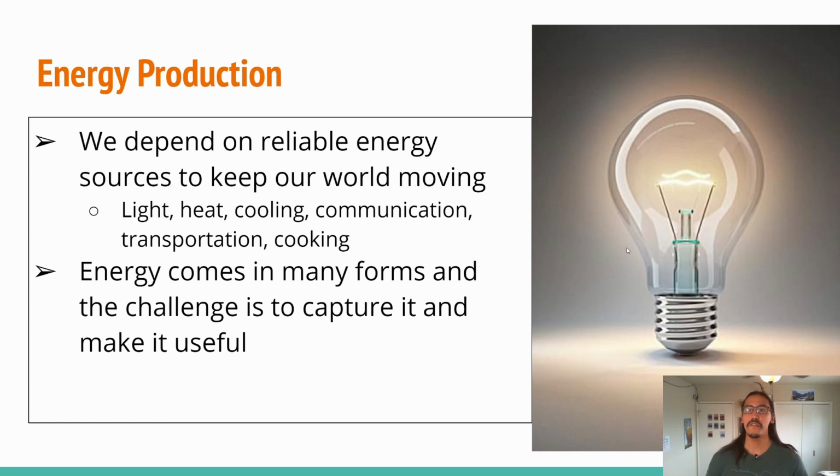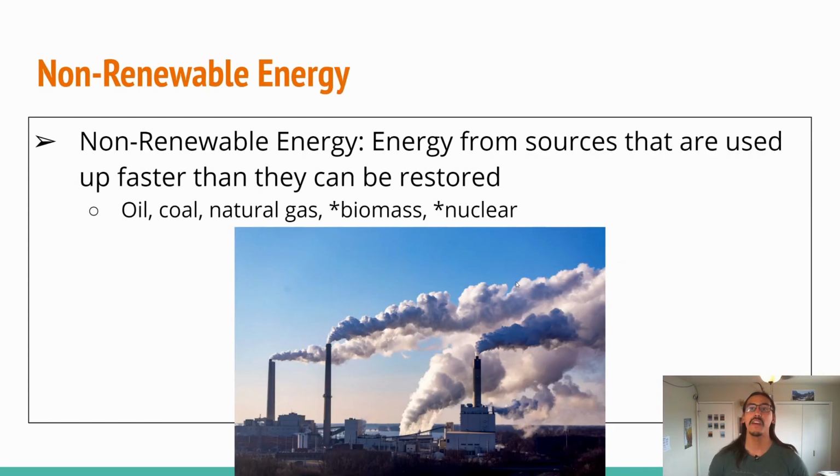So there's a lot of different potential sources of electricity. So let's go ahead and split those up into a couple big categories here. So the first big category is non-renewable energy. So this is energy that comes from sources that get used up faster than they can be restored. So the big examples are oil, coal, and natural gas.